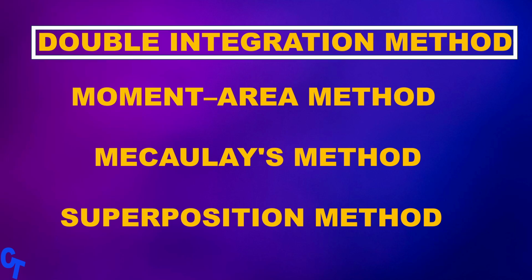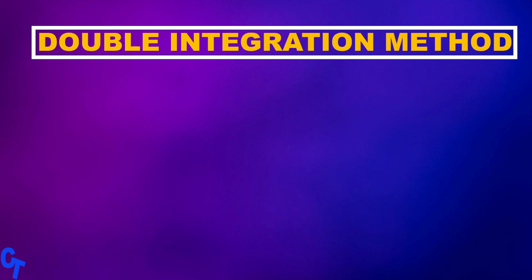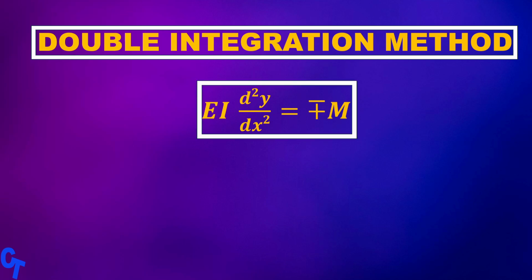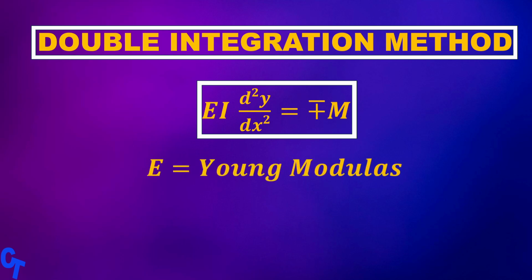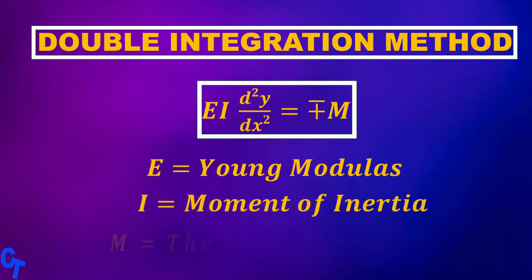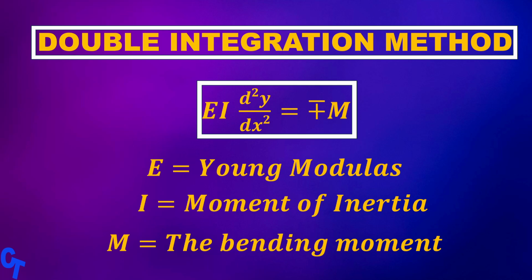In this tutorial, we are going to look at the double integration method. The formula for the double integral method is given by EI times the second derivative of y with respect to x equals plus or minus M. We put plus if the bend is convex. E is the Young modulus, which is a property of the material that tells us how easily it can stretch and deform, and is defined as the ratio of tensile stress to tensile strain. I is the moment of inertia and M is the bending moment.